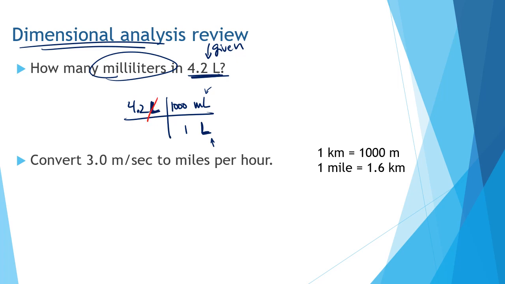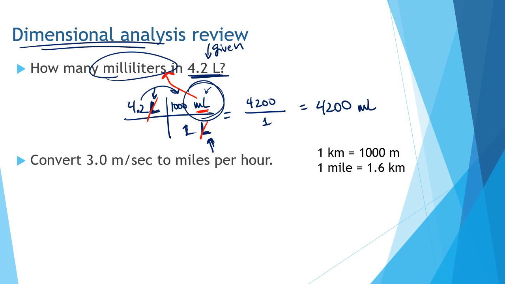So now the magic is liters on top and bottom have canceled out. I'm left with just milliliters, which is good because that's what I'm trying to find. So now I'm going to multiply across the top. 4.2 times 1,000 is 4,200. Divide by what's on the bottom. I only have a 1. So this is easy math. 4,200 divided by 1 is 4,200. My unit label is milliliters because all those liters canceled out. And so my answer is 4,200 milliliters. There are 4,200 milliliters in 4.2 liters. Good. Is it all coming back to us? Good. So let's do another one.